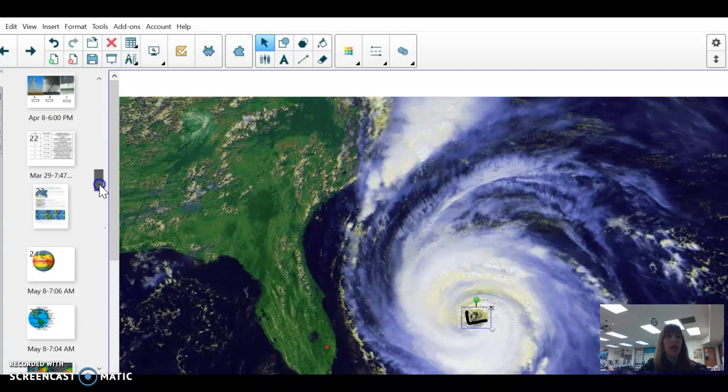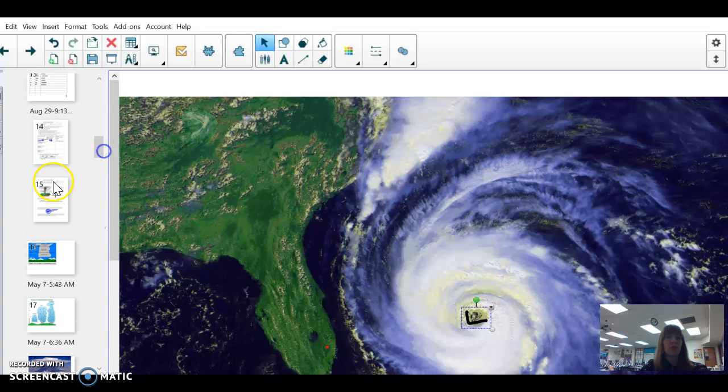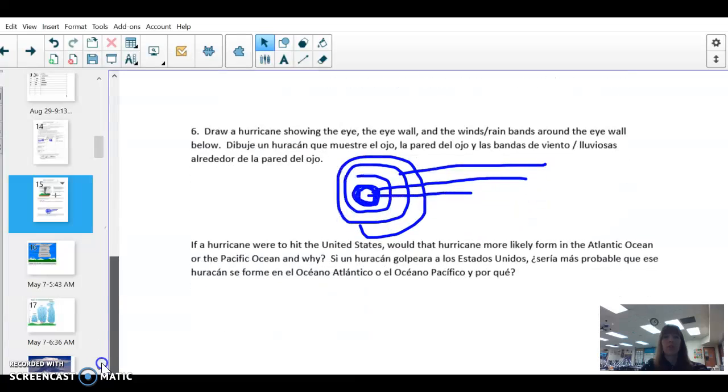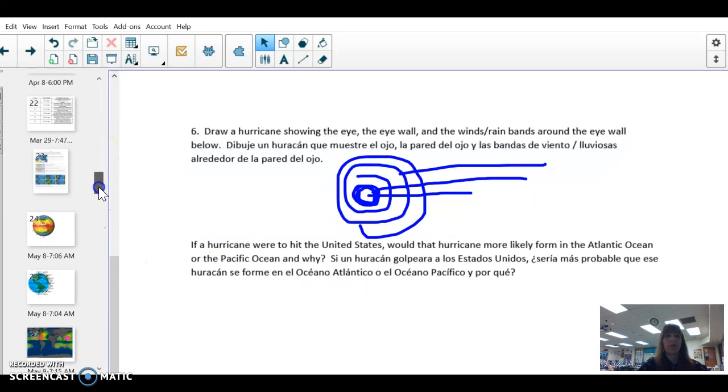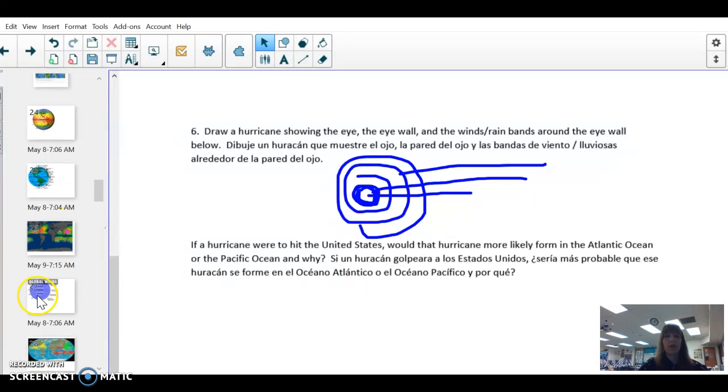the eye. And the last but not least goes into the location of hurricanes. So try this question. If a hurricane were to hit the United States, would the hurricane more likely form in the Atlantic Ocean by Florida or the Pacific Ocean, and why? So remember, when we look at a map, Pacific Ocean is by California, Oregon, Washington, on the west side of the United States. Atlantic Ocean is on the east side by North Carolina, South Carolina, Florida, Georgia. That'd be the Atlantic. Okay, pause and write what you think.